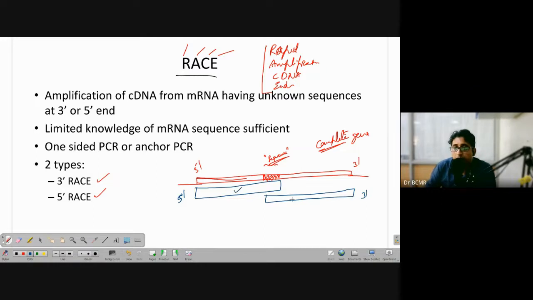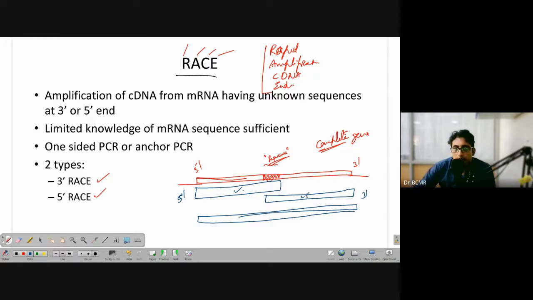If we have made these fragments, then it's not a difficulty to make the whole of it. Right? So these are the two things that we will discuss now, 5' RACE and 3' RACE. One of them is easy.